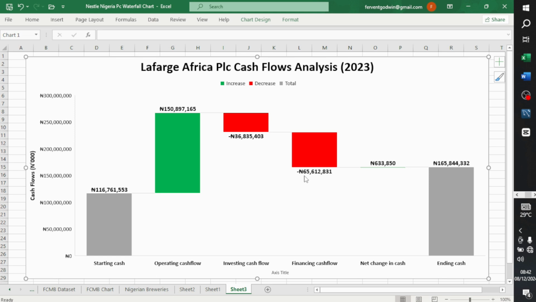And for the net change in cash, like I said before, it's just reflecting the fluctuation that has taken place in the currency. The starting cash and the ending cash is just what they began the year with, as at January 2023, and what they ended the year with as at the end of 2023. So that's basically all for Lafarge Africa Plc.